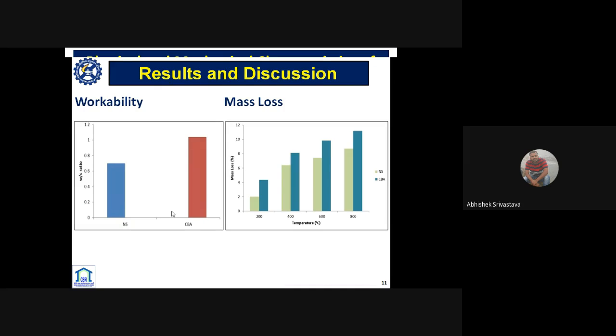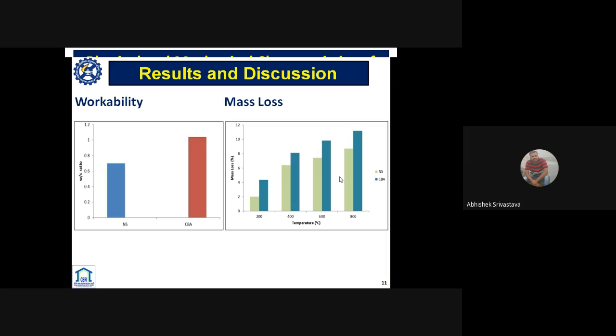So these are the results and discussions, and the first one is the workability. Actually, we have fixed the flowability of the mortar mixes, so the water demand to attain the standard flow is quantified in terms of water cement ratio, and you can observe that the water demand of the CBA mortar mixes is more than that of natural sand. This is attributed to the porous particles and the rough surface texture of the CBA particles. Due to the porous nature, the water present in the matrix is absorbed by the particles, and due to the rough surface texture, the friction between the particles increases, and due to this, an overall reduction of flowability occurs.